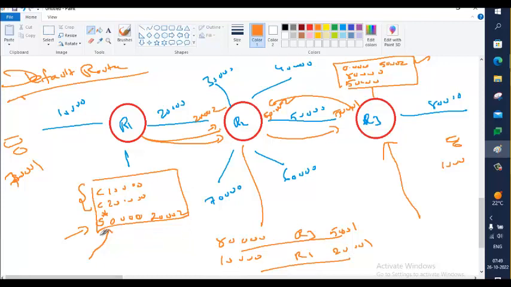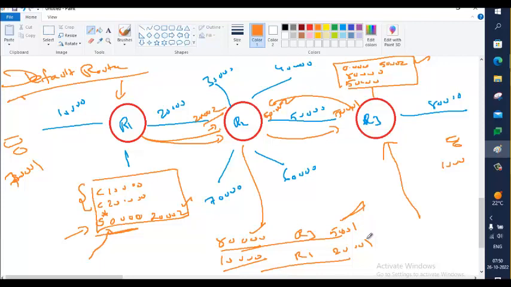Whereas here, for R1, all the unknown destinations are in the same direction, the same gateway. But in R2, some unknown networks are via R3, or in our case, only one network is via the R3 direction, and one network is via the R1 direction. So you cannot write a default route when you have multiple gateways for various destinations.